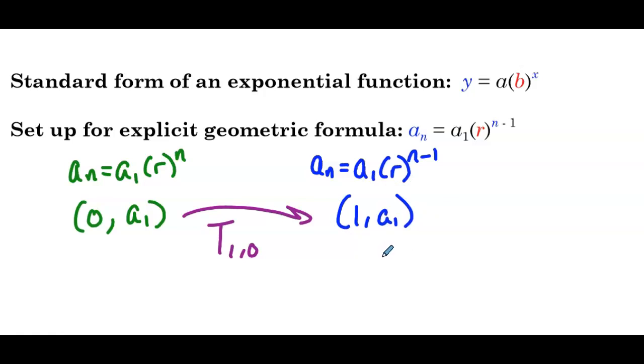Okay, so we're tying in a little bit of old stuff with our transformations here, but most importantly we're focusing on this formula: a sub n equals a sub 1 times r to the n minus 1. Now, the best way to get more comfortable with this formula is to use it.